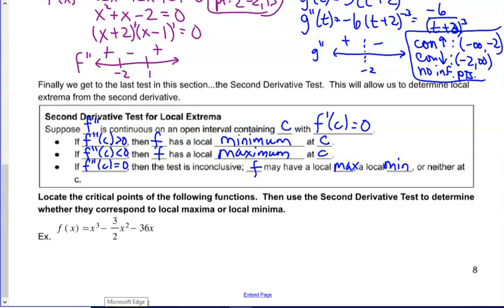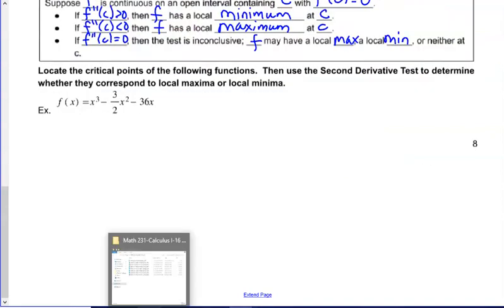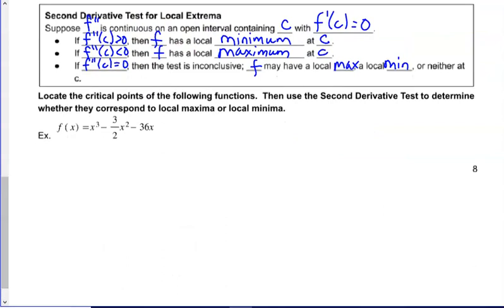Okay, so I'm just doing one example here with you in this polynomial. That parabola is a polynomial, it's a cubic. And so we want to locate the critical points of our function, which is where f prime equals 0, then use that in the second derivative test to determine whether we have corresponding maxes or mins.